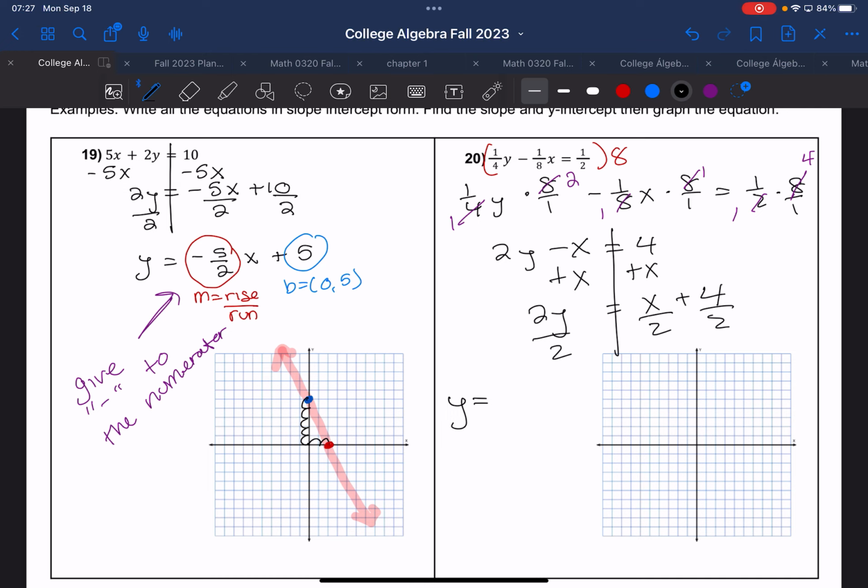So what number can I bring in front of the x? I know a 1's going to be on top. What's going to be on bottom? 2. So I'm bringing out a 1/2. Just remember, we have to detach that number from the x. So 1/2 x is the same as saying x divided by 2. And then plus 2.